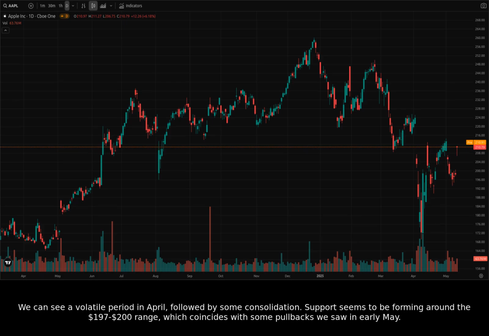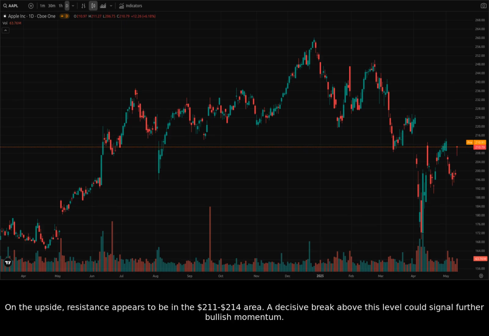Support seems to be forming around the $197 to $200 range, which coincides with some pullbacks we saw in early May. On the upside, resistance appears to be in the $211 to $214 area. A decisive break above this level could signal further bullish momentum.